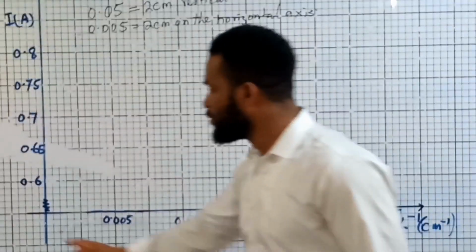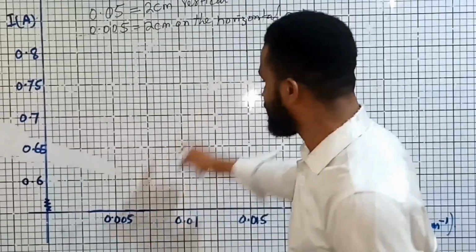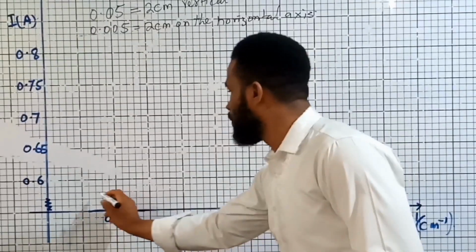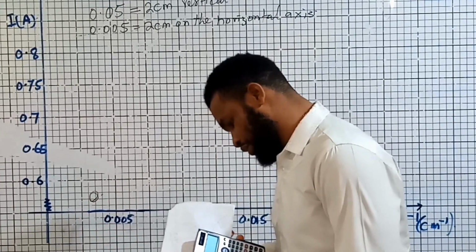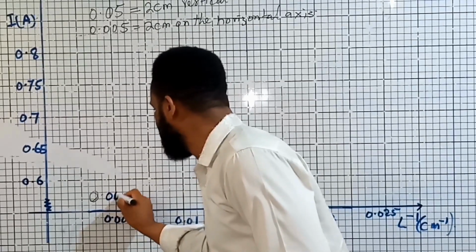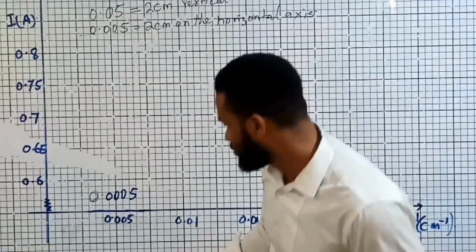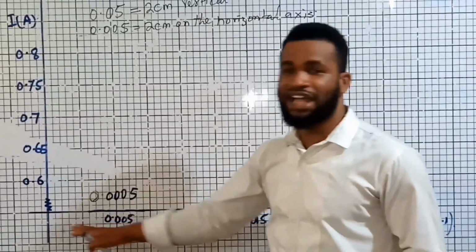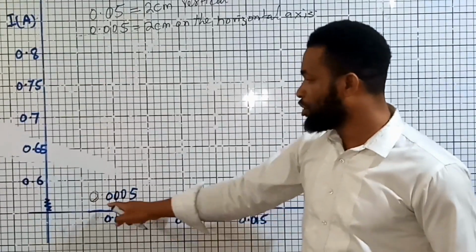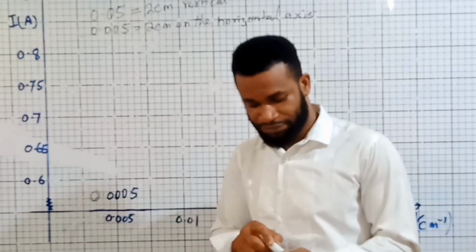Listen, what I want you to know is this. If 10 lines represent 0.005, then one line is going to represent 0.0005, that means 0.005 divided by 10. On the horizontal axis, I made it 10 lines: 1, 2, 3, 4, 5, 6, 7, 8, 9, 10. Each line represents 0.0005. So we are moving on.